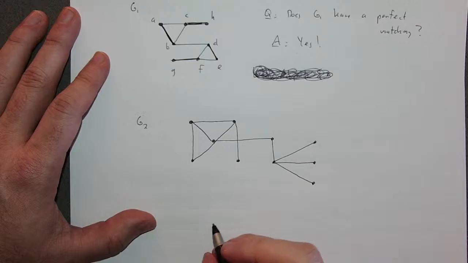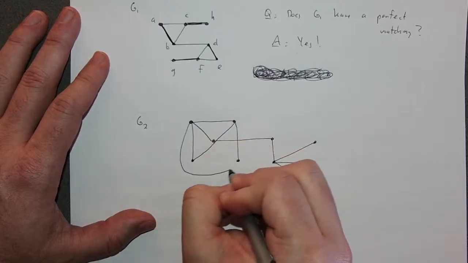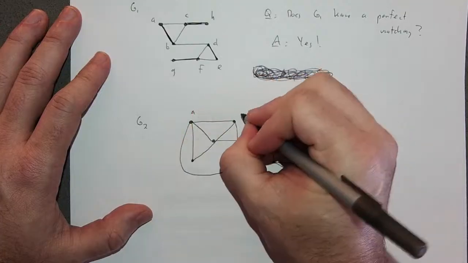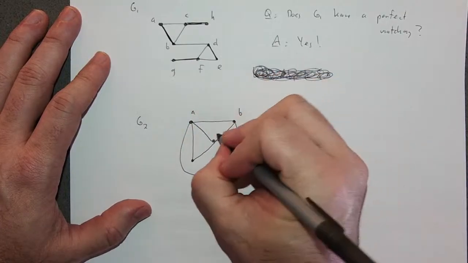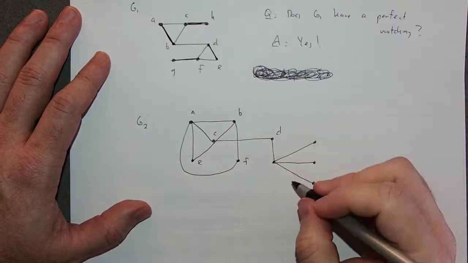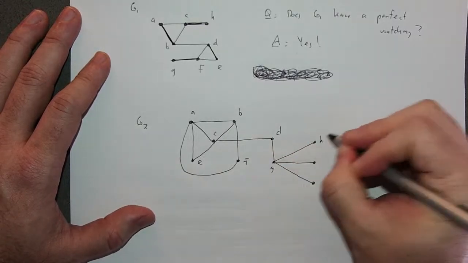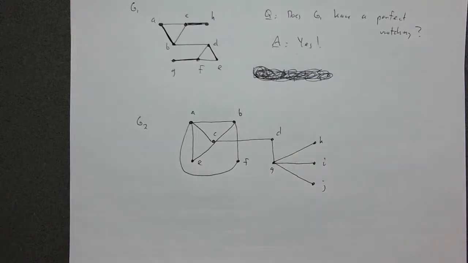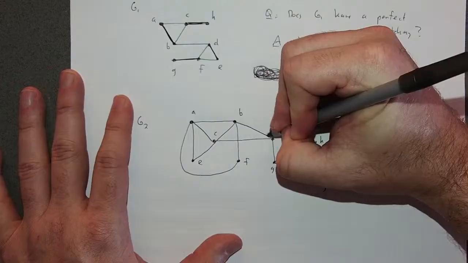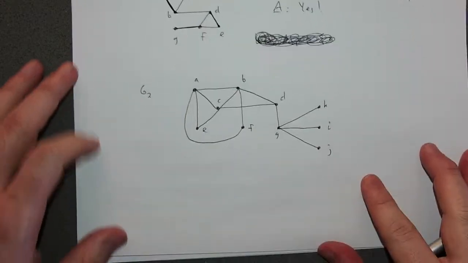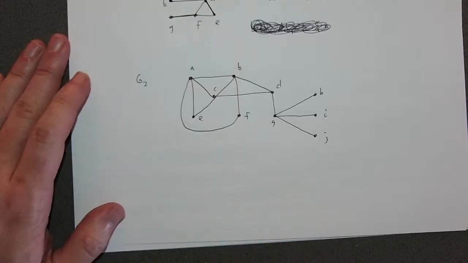And one more. There we go. Okay, so let me label these A, B, C, D, E, F, G, H, I, J. Oh, I need one more edge here. Okay, now I'm good. Okay, so here's graph G2.